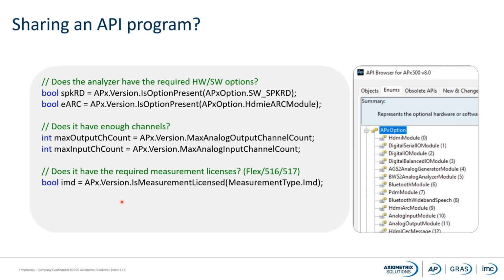There are a large number of APIs that you can use to query the available hardware and software options in a connected analyzer. So this is a kind of safety net that you can use. Maybe you can show an error if the required option is not available.